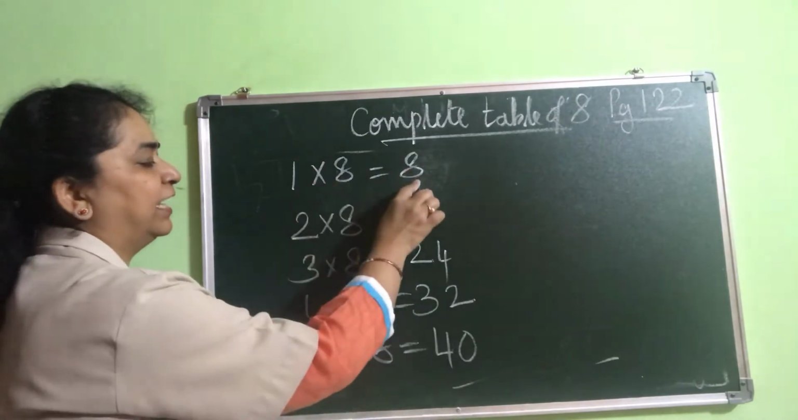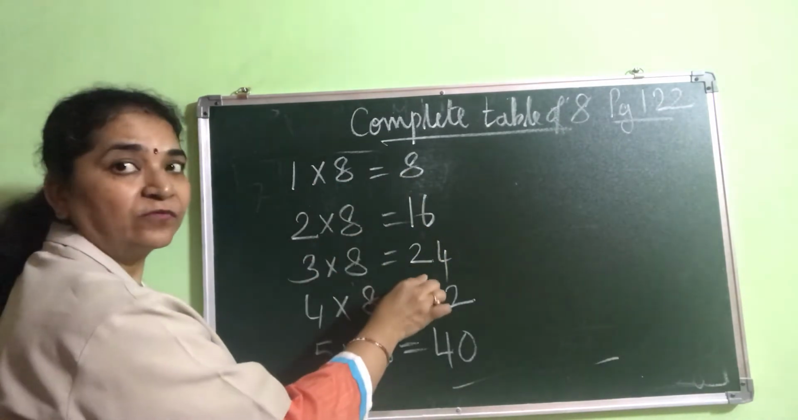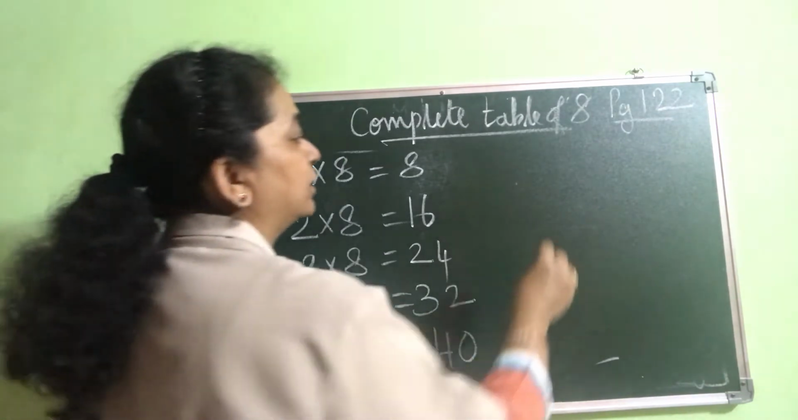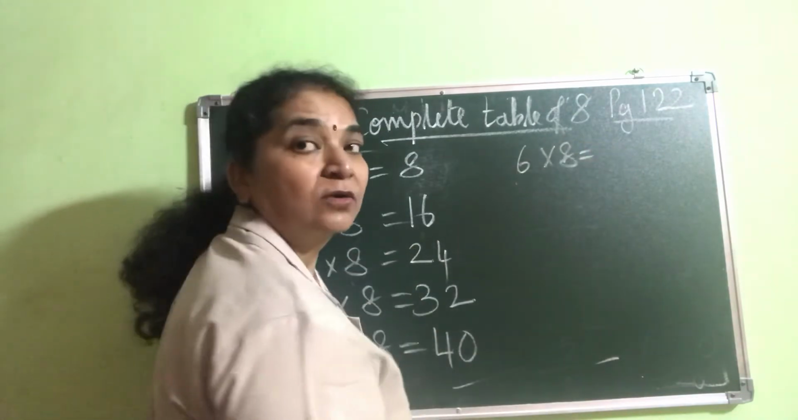8 ones are 8. 8 twos are 16. 8 threes are 24. 8 fours are 32. 8 fives are 40. 6 into 8 or 8 into 6. What is the answer?